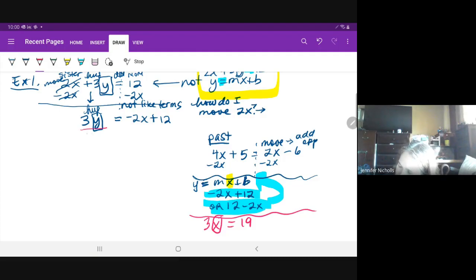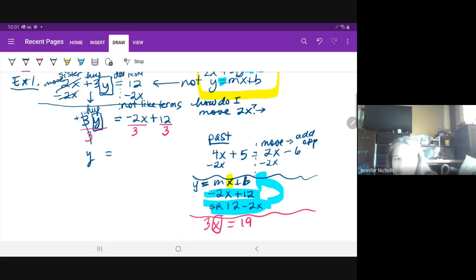Okay, so you're going to divide by 3. So I'm going to put a little plus here. But I am going to divide by 3. And when you divide by 3, you're going to draw the division on each term. So you're going to divide each term by 3. Those 3's cancel, and I now have y by itself.